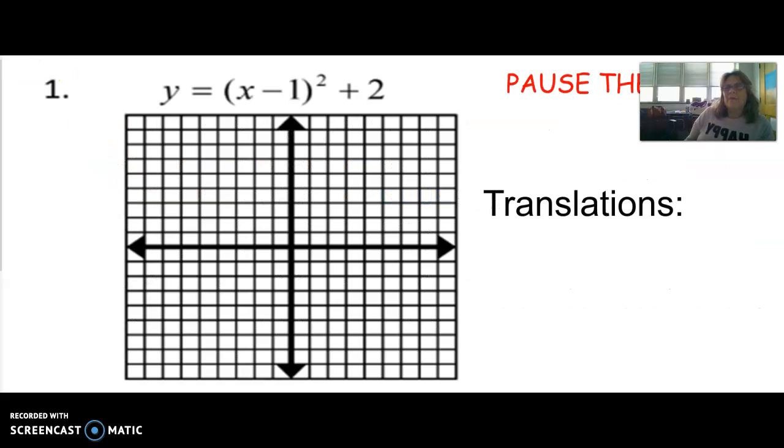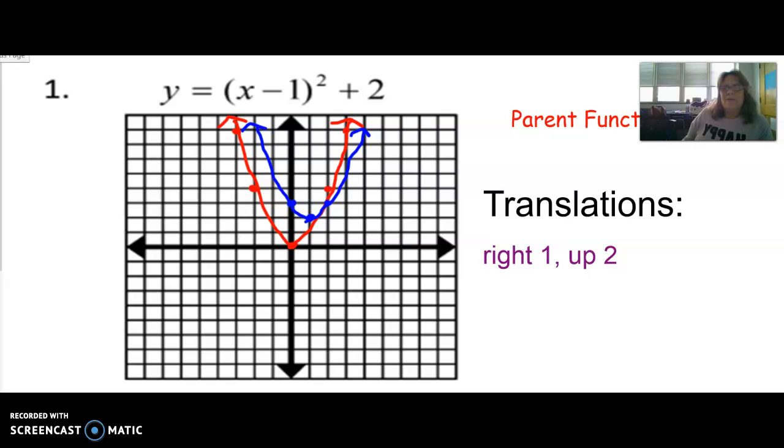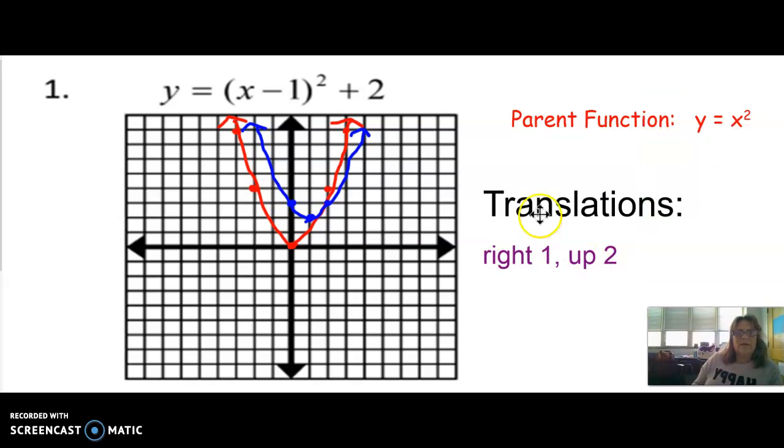So here we go. This is the first one. Pause your video, write down your problem. All right, on this one, hopefully you got that the parent function is y is equal to x squared. Move that down. Parent function is y is equal to x squared. It's a quadratic, so it's a U-shaped graph. Basic U-shaped graph is at the origin.